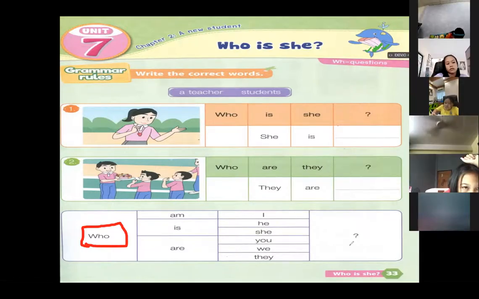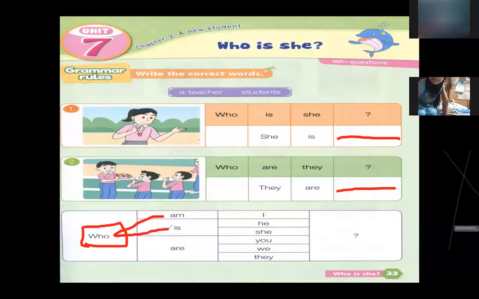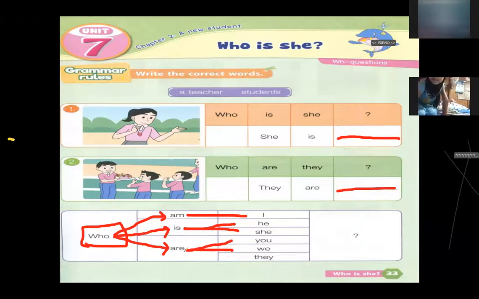Don't write anything. Just look at teachers, okay? You can write the answer here from the first part. Listen now. When you're asking who, you're asking about a person. Who am I? Who is she or who is he? Then who are you? Who are we? Who are they? Okay, understand?